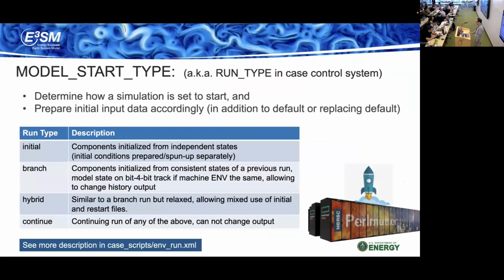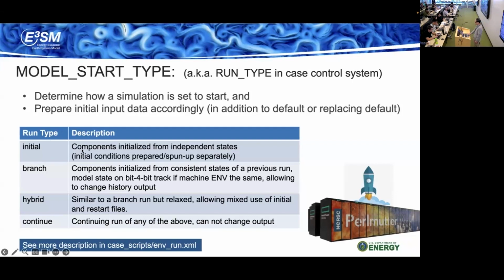Great. Then the model start type. We have four different model start types mentioned earlier. Model start type is the setting name in the run script, but in the case control system, it's called run type. So if you use the case command, you recognize it by run type. Then in the script, you translate from the model start type to the run type. This will really determine how a simulation is set to start. And then based on the start type, you may need to prepare some initial input data, in addition to the default one.